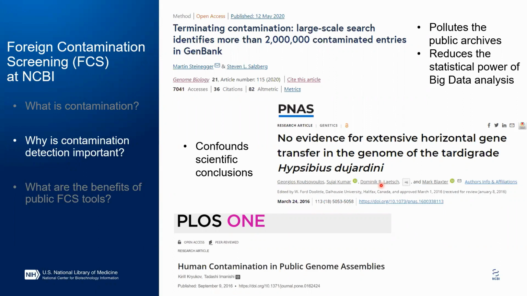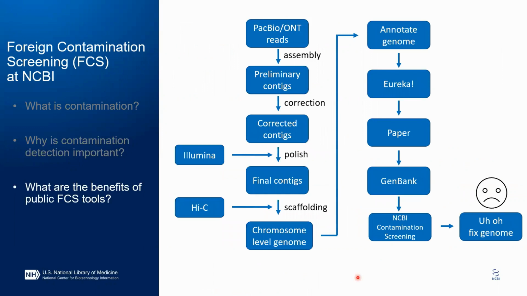And the use of secondary data analysis to identify evolutionary conservation can also be affected. As this paper points out, proteins conserved by diverse bacteria are in reality shared human contamination. NCBI has maintained a legacy FCS pipeline for 20 years and is used to screen hundreds of thousands of prokaryote genomes and thousands of eukaryotic genomes each year.